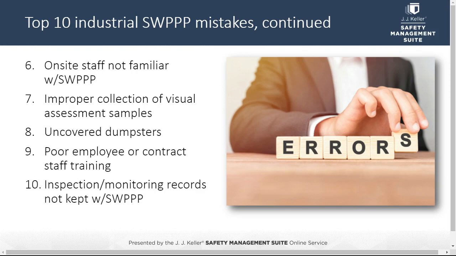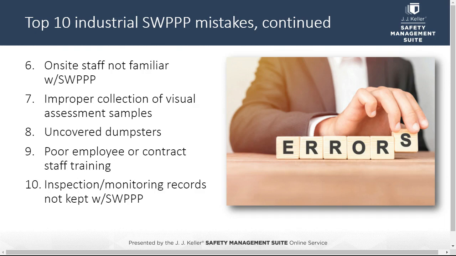Number 9 is poor training for employees and contract staff. Again, this can be an effective non-structural control measure, but it needs to be more than just checking a training box. It should ensure that the people trained fully understand their obligations in protecting stormwater.